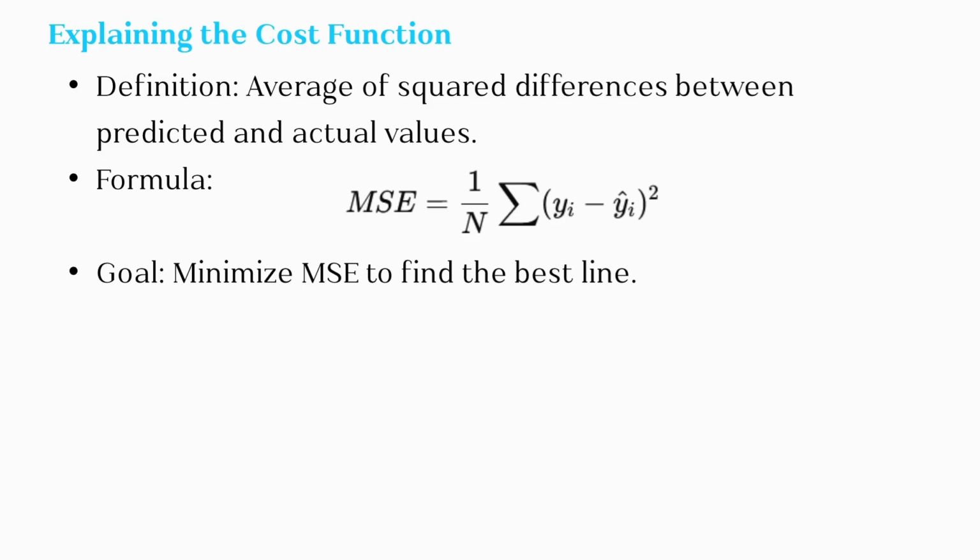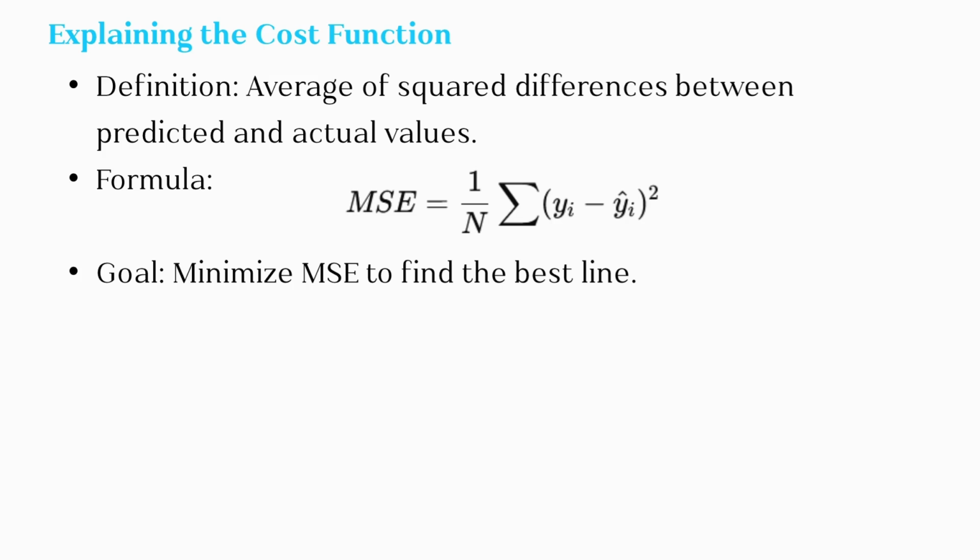The mean squared error, MSE, is our cost function in linear regression. It measures how well our line fits the data by calculating the average of the squared differences between the actual values, y_i, and the predicted values, y-hat_i. The formula is MSE equals 1/n times the sum of (y_i minus y-hat_i) squared, where n is the number of data points. The goal is to minimize the MSE, which means reducing the total squared error between our line and the actual data points. By doing so, we ensure that the line we've fitted represents the data as accurately as possible.